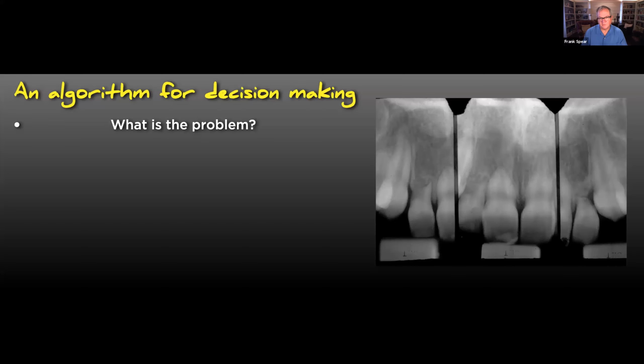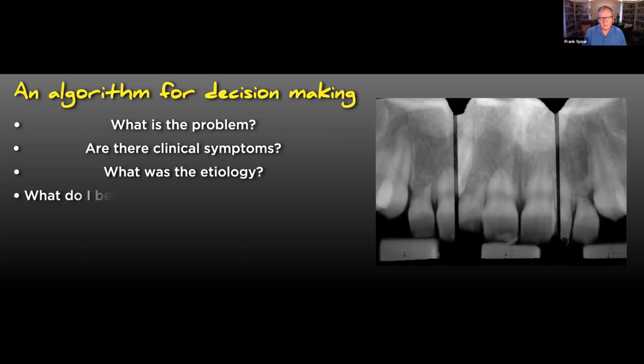So the problem, if I'm really specific, is apical root resorption on a radiograph. She doesn't seem to have any clinical problems. She has a radiographic finding. Are there clinical symptoms? None. I mean, the mobility is literally normal. What was the etiology? Most likely aberrant eruption from the canines.